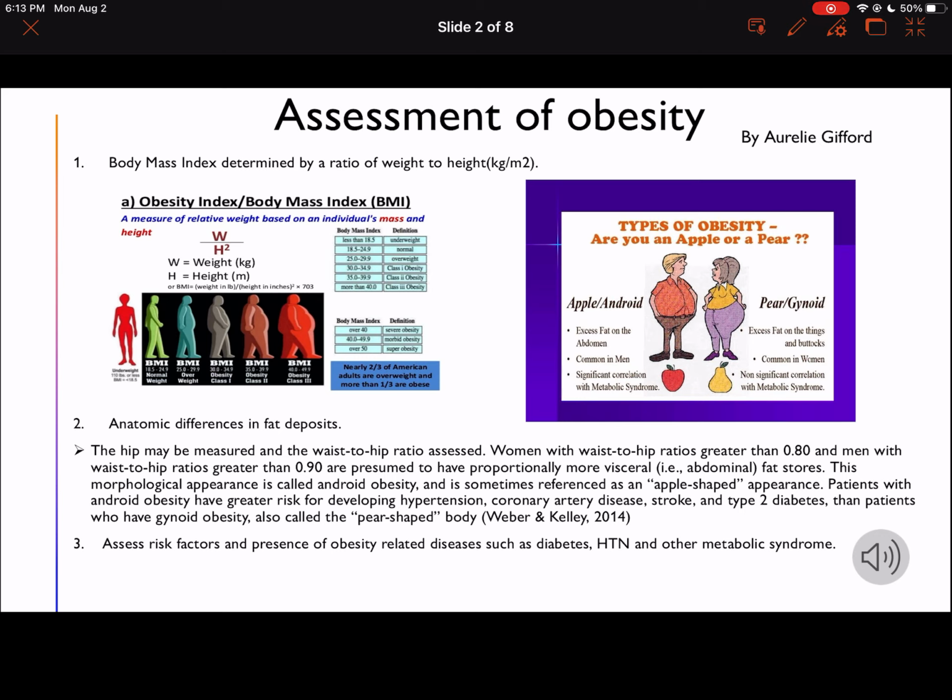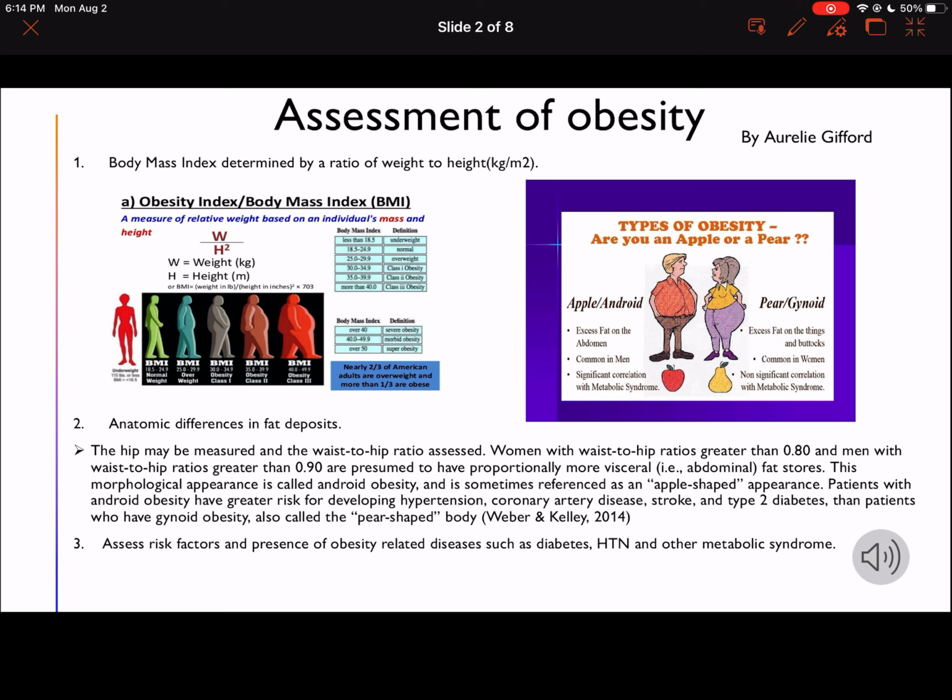Obesity can be assessed using anatomic differences in fat deposits. So basically, you can look at the patient's structure and you can determine that the patient has obesity. Men usually present with android obesity, also known as apple-shaped obesity, while women present with pear-shaped or gynoid obesity. With apple-shaped obesity, there's excess fat on the abdomen. It's common in men, and it's significantly related to metabolic syndrome. While with pear-shaped obesity, there's excess fat on the thighs and the buttocks. It's common in women. It's not significantly correlated with metabolic syndrome.